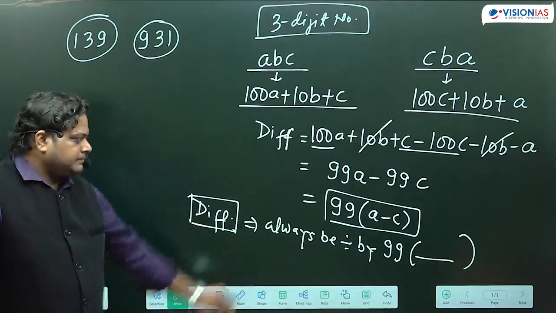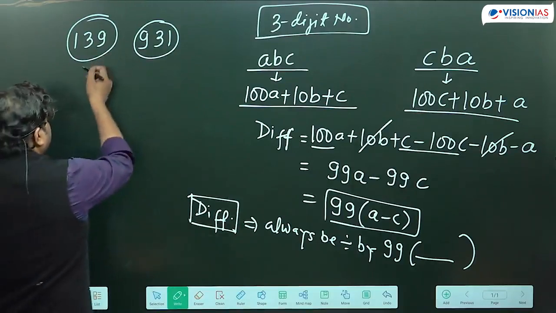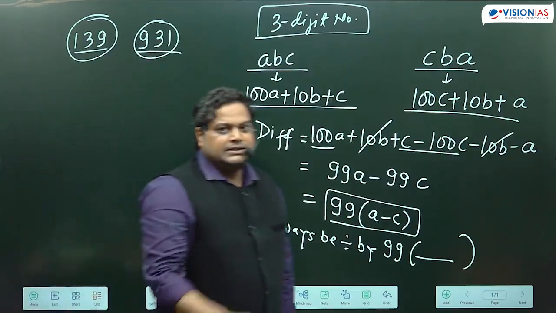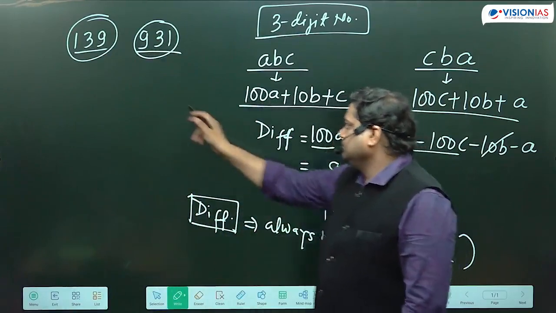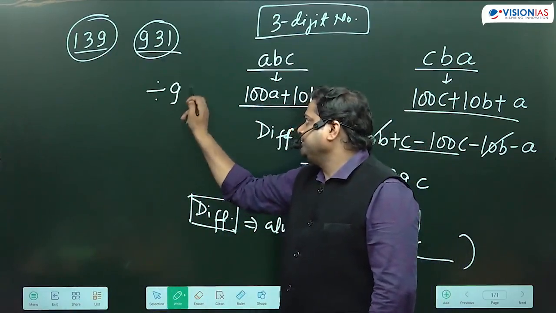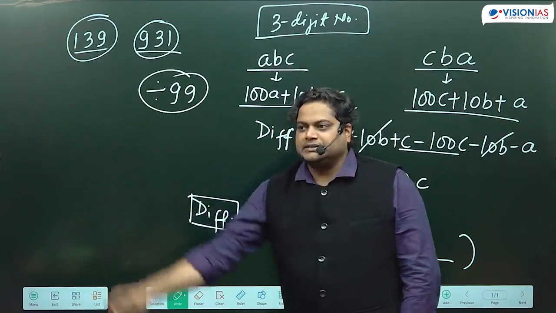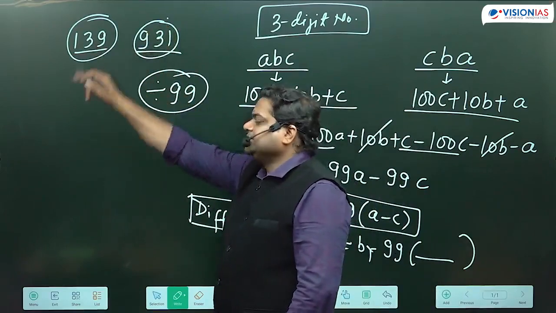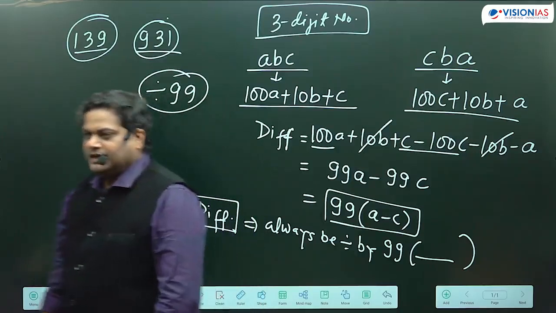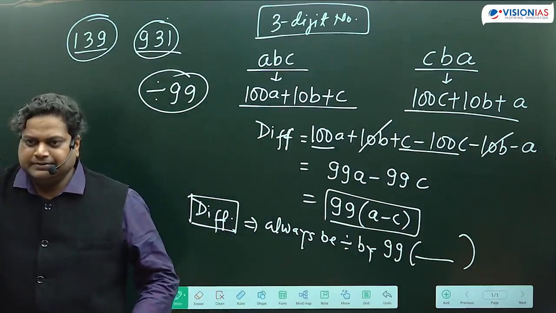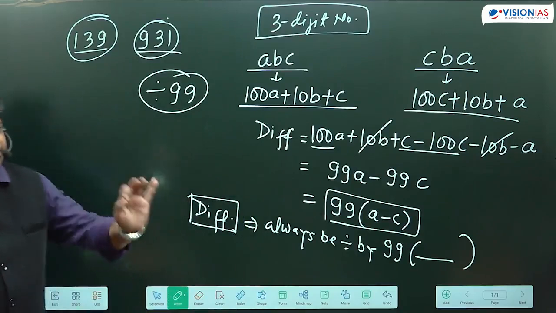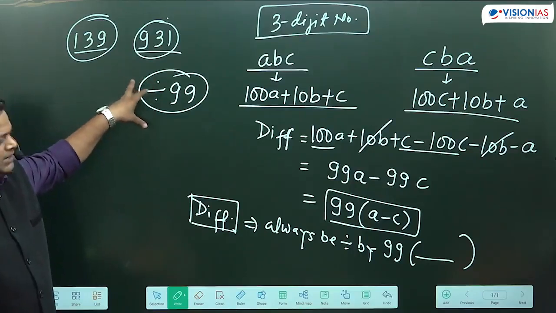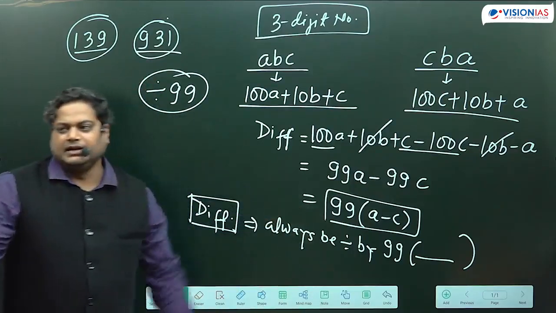This is clear. So if I take a number 139, 931, if we take the difference, that difference की value, is it divisible by 99? Just check it. 931 minus 139, that is divisible by 99. हो रहा है? Take any 3-digit number and reverse the digit and take the difference. We'll see कि that difference की value will always be divisible by 99.